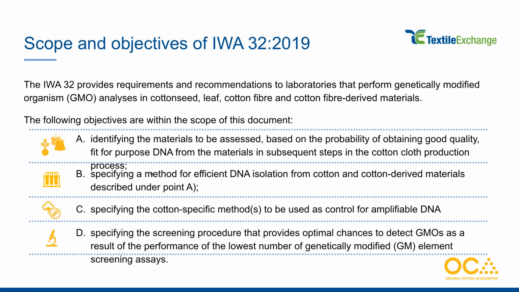Anyway, the scope and objectives of this protocol. So I'm not sure how many of you have downloaded the protocol already. It's available on the ISO website, but essentially the elements it covers are four. First of all, the first objective of this protocol was to identify materials to be assessed based on the probability and the possibility of obtaining good quality DNA from the materials.